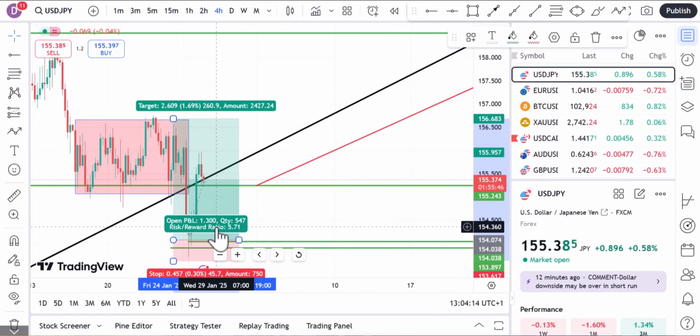Guys, this is how you can do this, and in the subsequent class I will do a video properly on how I take my entries on live markets.